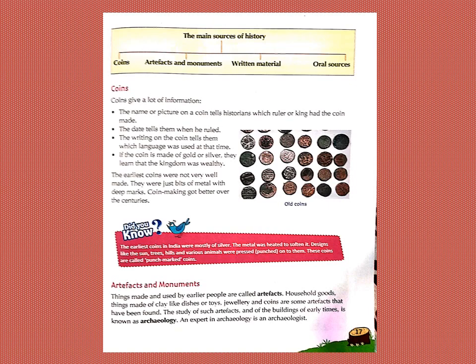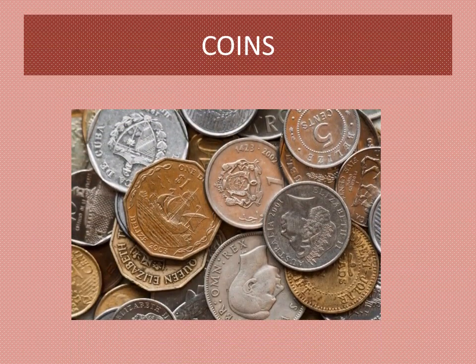So from this coin, they will get this information. In the same way, we used to get a lot of information about the language from the coins of previous days. If the coin is made of gold or silver, they learned that the kingdom was wealthy. Clear? So now we can see the picture of the coins, right?